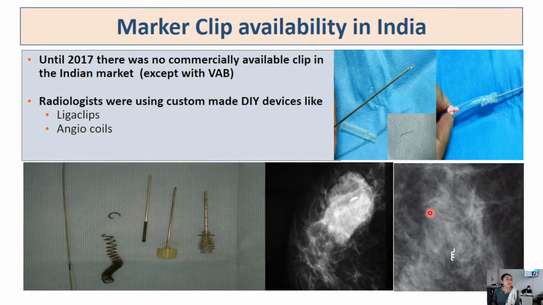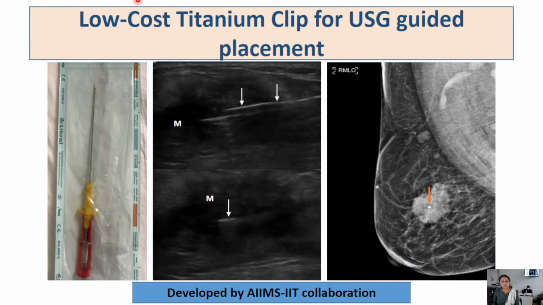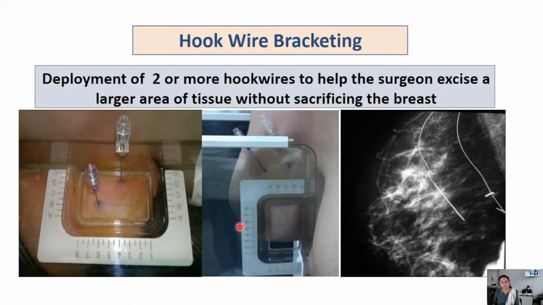Till 2017, we had faced considerable challenge because there was no clip available in the market, and we were working with our own DIY systems, so-called Indian Jugaad for angiographic catheter, courtesy to Dr. Tulkar, and it looked like something like this, a spring. After that we got collaboration from AIIMS and IIT, and we developed our own clip, and we are now moving towards getting a patent from the AIIMS side. And this clip has shown good visualization on ultrasound as well as mammography.